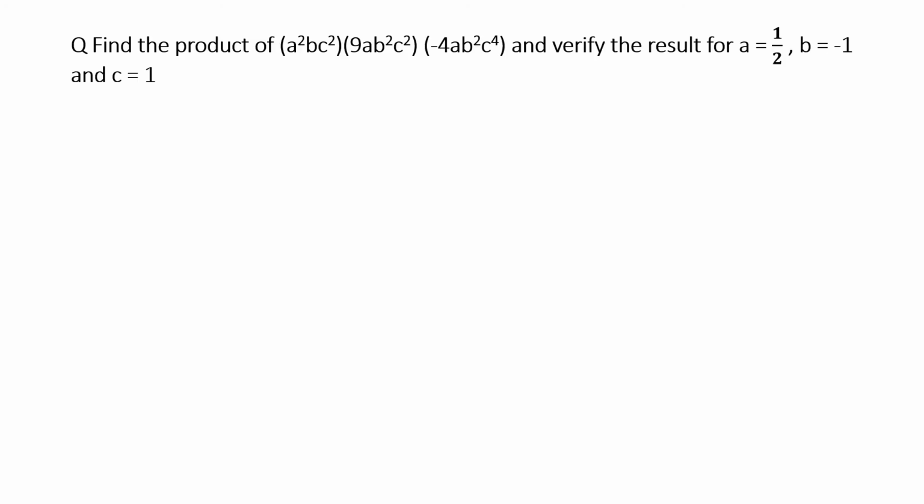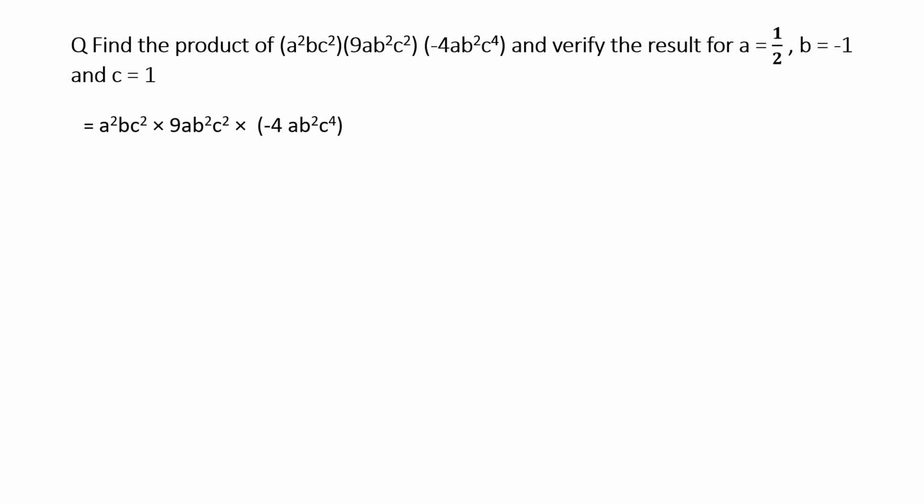The next question, again I am taking: find the product of a square b c square, 9ab square c square and minus 4ab square c raised to power 4, and verify the result for the given variables a, b and c. The values of a, b, c are given to us.